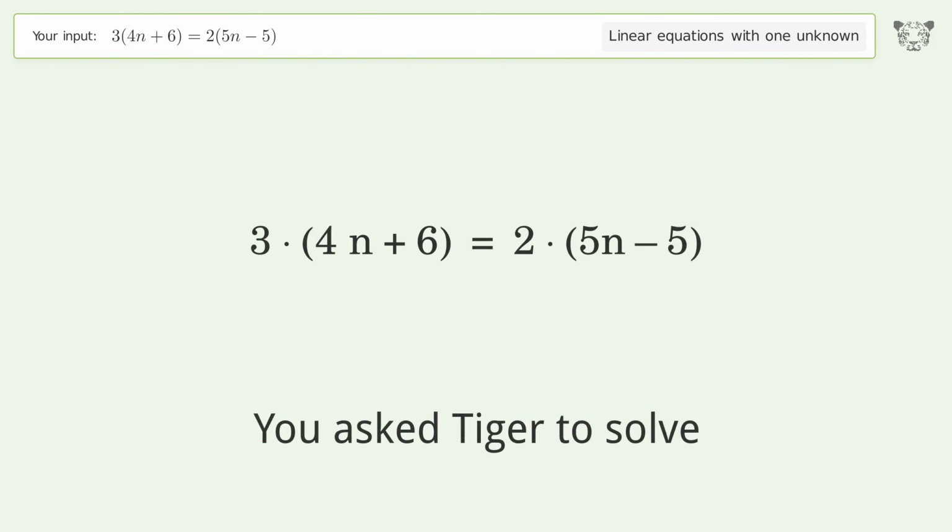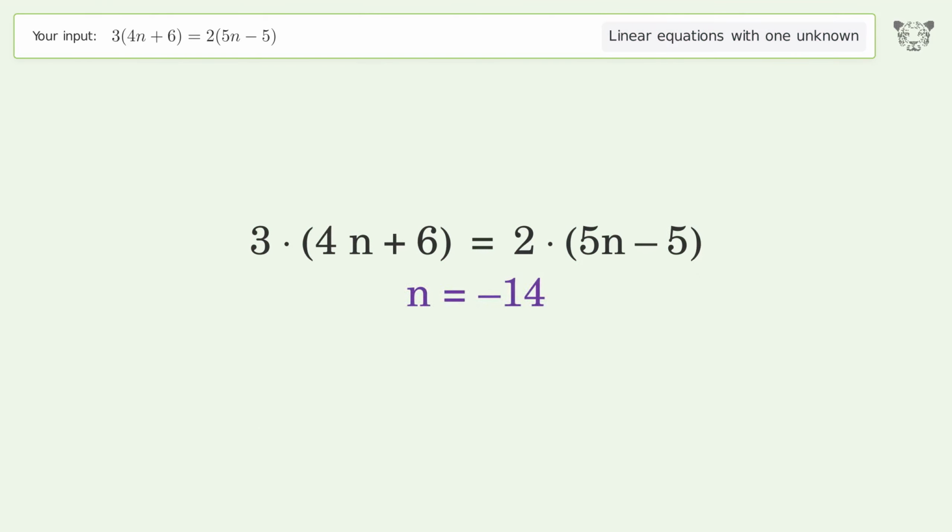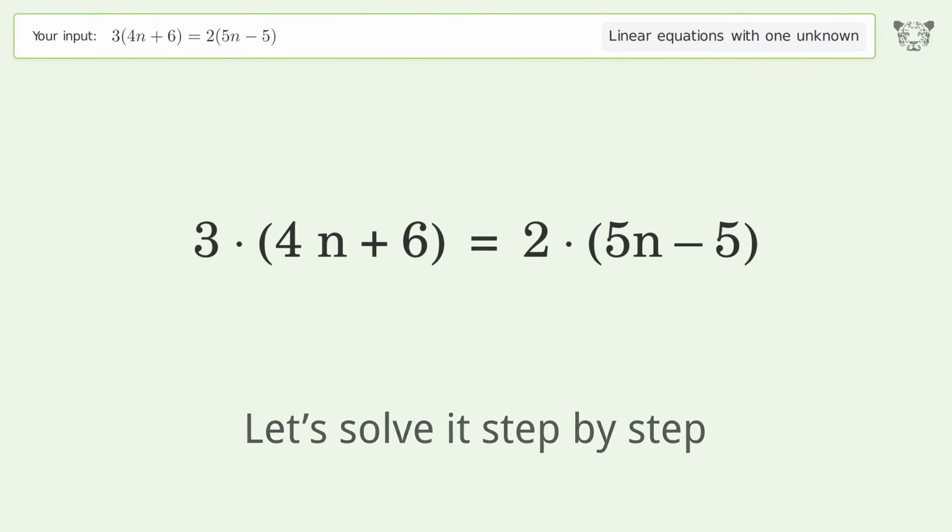You ask Tiger to solve. This deals with linear equations with one unknown. The final result is n equals -14. Let's solve it step by step.